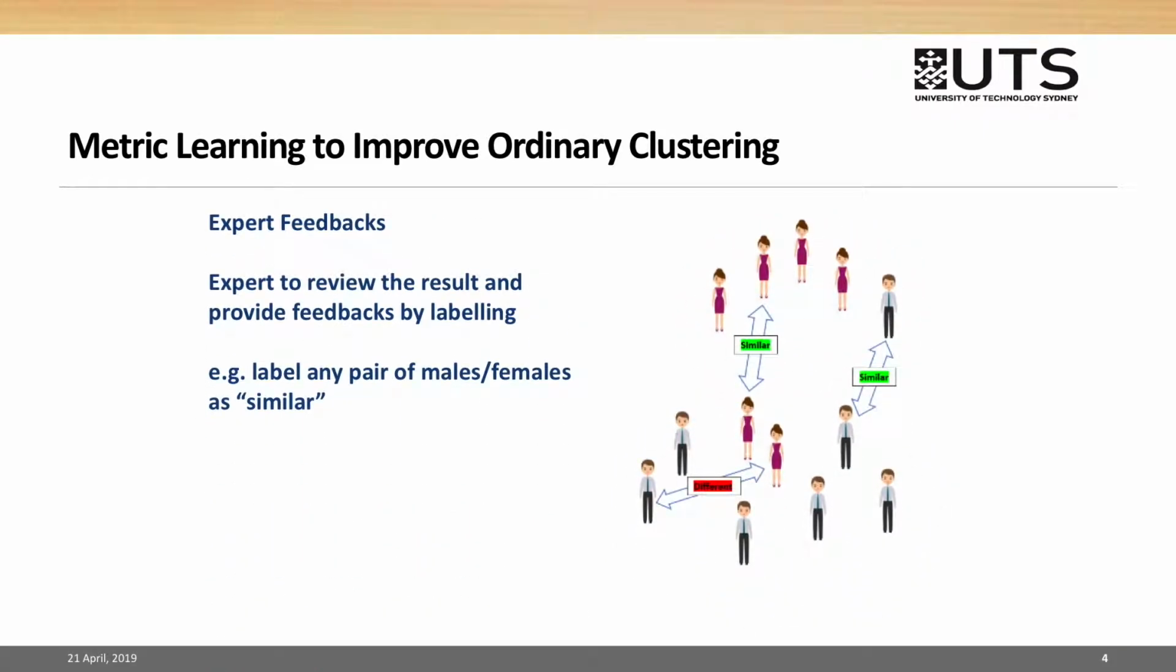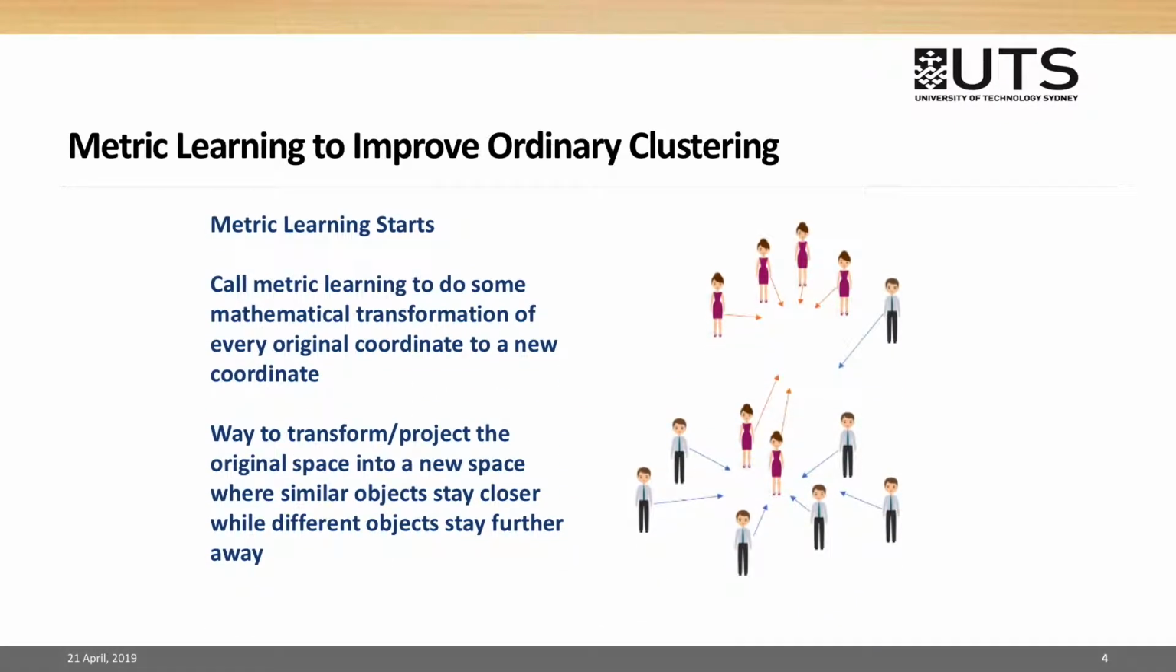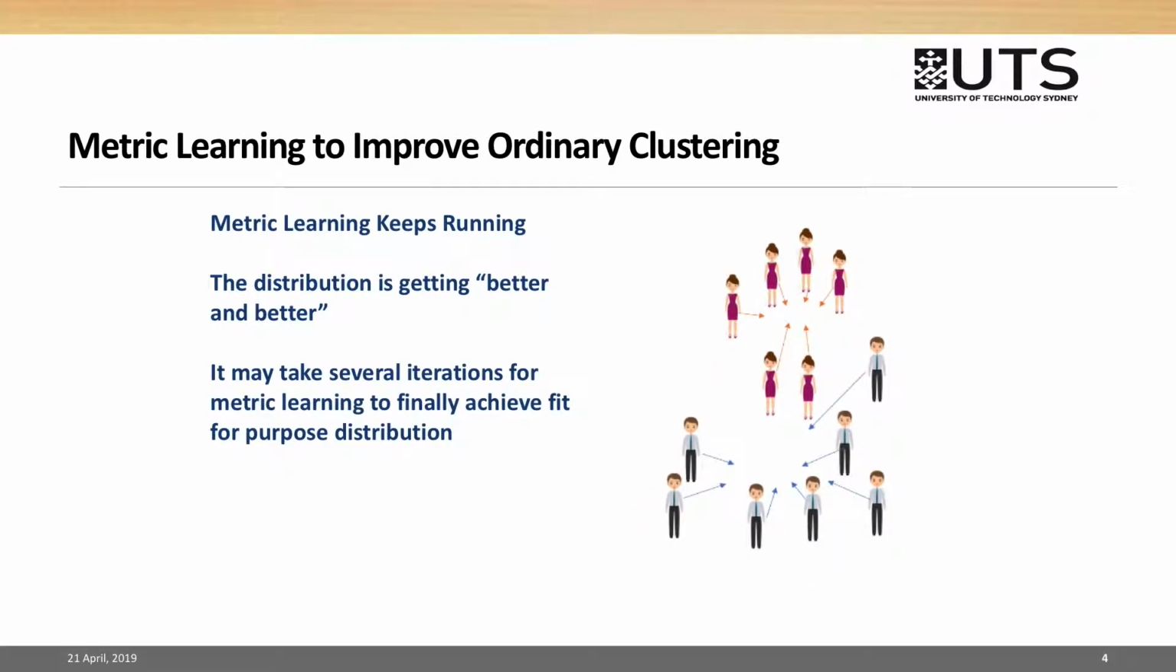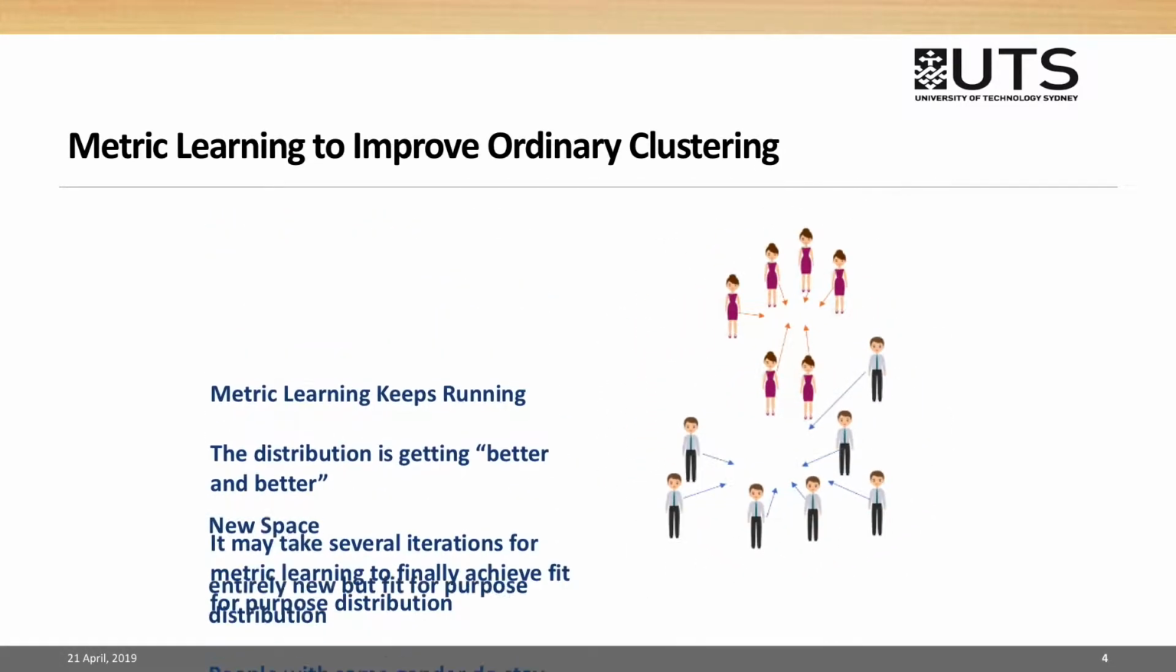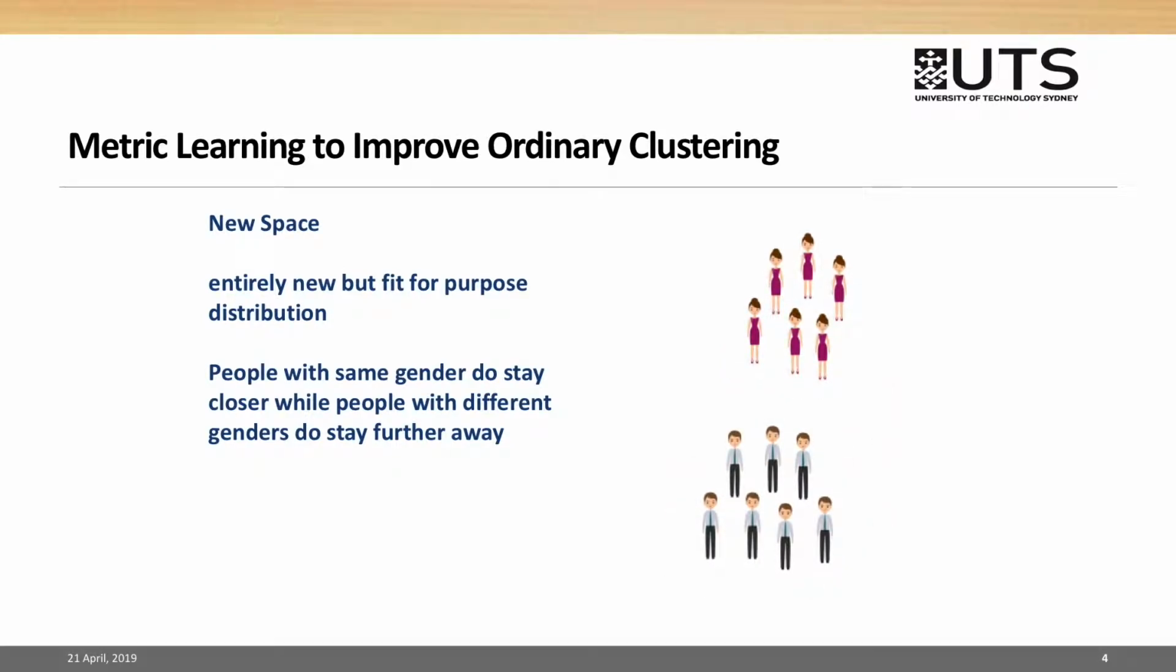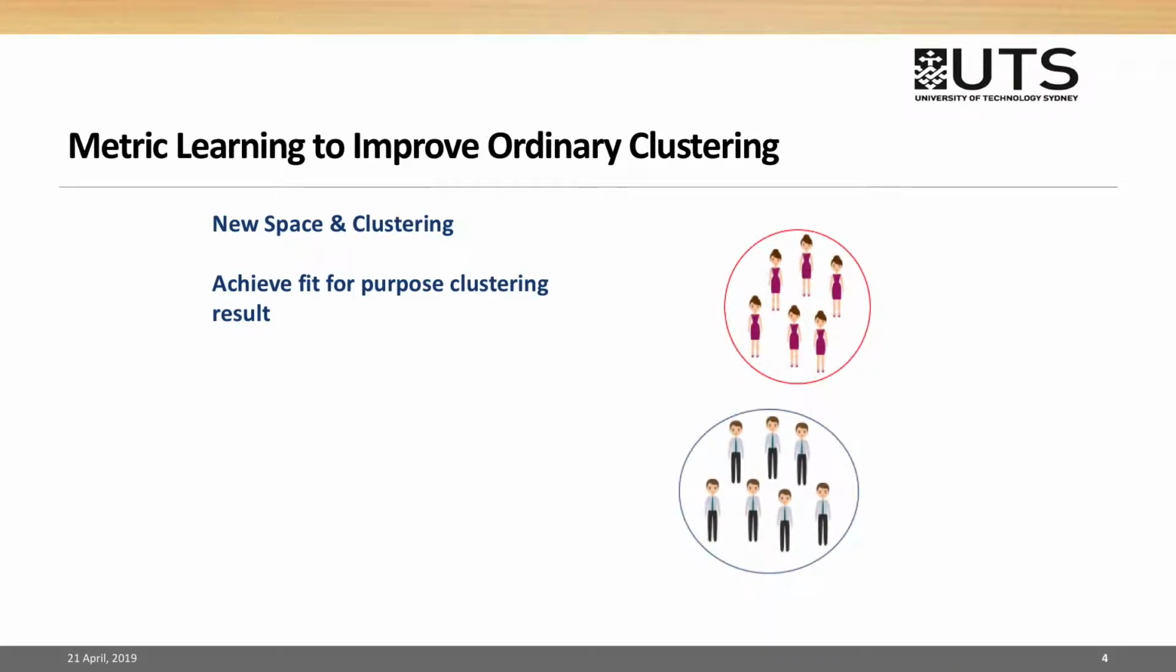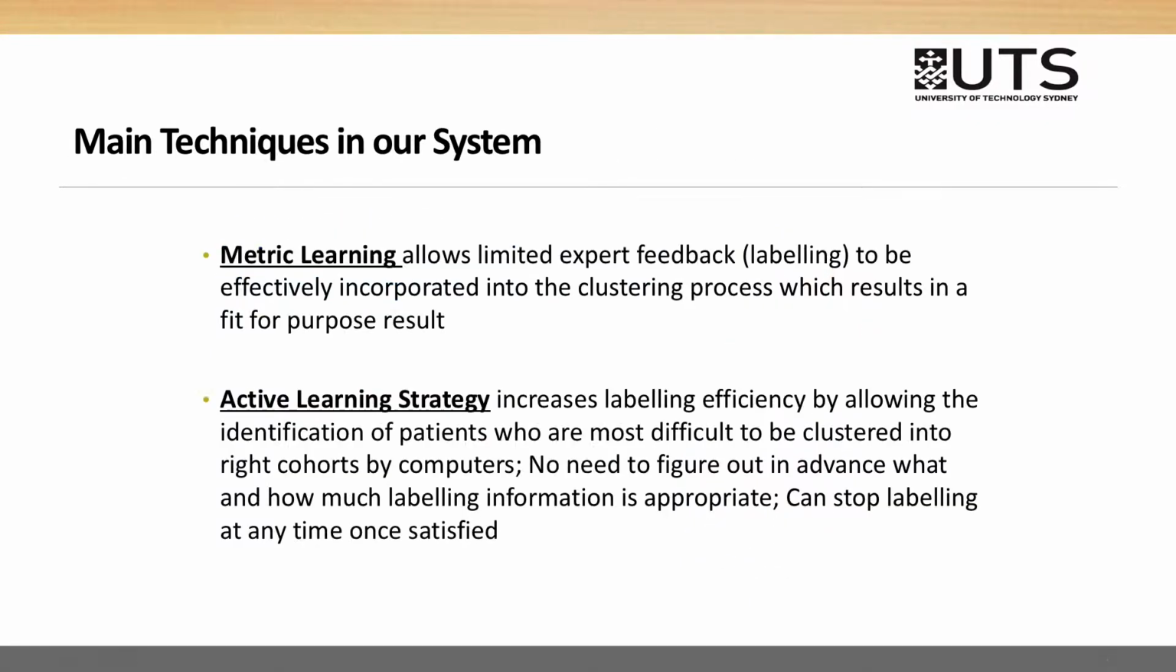Metric learning is called to fix the problem. We first need to provide some feedback to metric learning. In this case, we can label some pairs of males or females as similar or different. With the feedback, metric learning will transform the original space into a new space, where similar objects stay closer and different objects stay further away. In this case, after metric learning, people with the same gender do stay closer, and people with different genders do stay further away. And if we run the general distance-based clustering again, we should be able to achieve a fit-for-purpose clustering result.